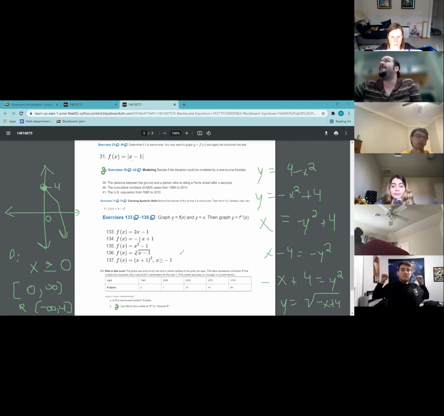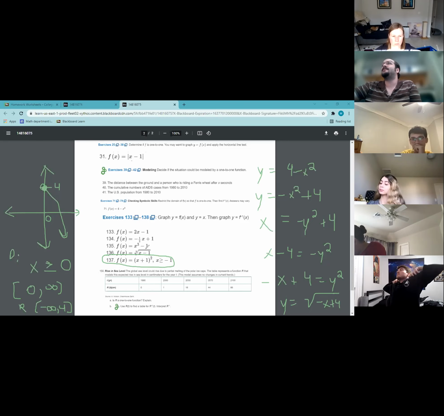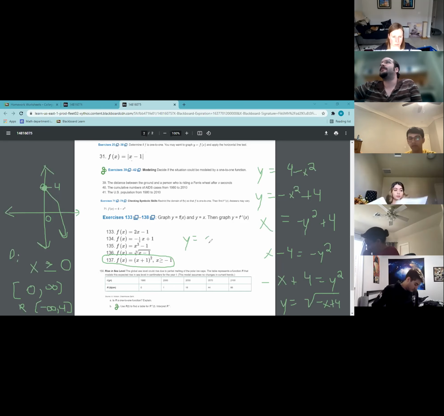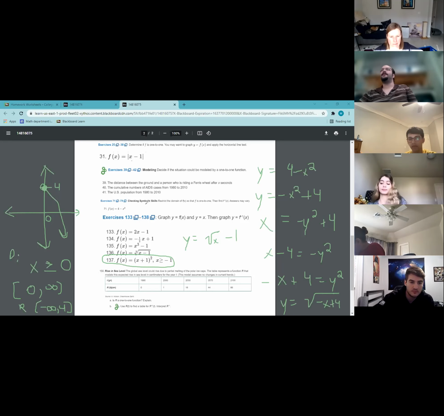They're doing something very similar with this one, except now we have an x plus 1 in parentheses. I think we're going to have to take the square root first and then do the subtraction. I think we're going to get something that looks like y equals the square root of x minus 1. I did that in my head real quick. And so that should be the inverse.